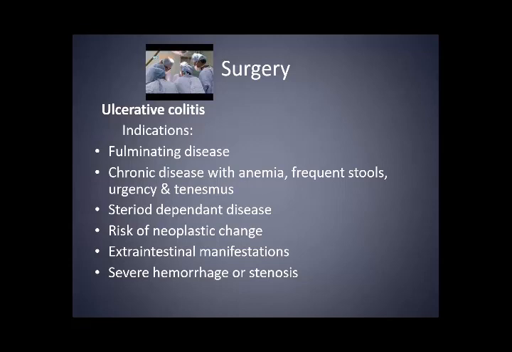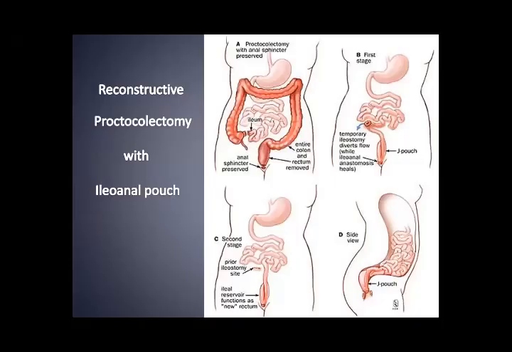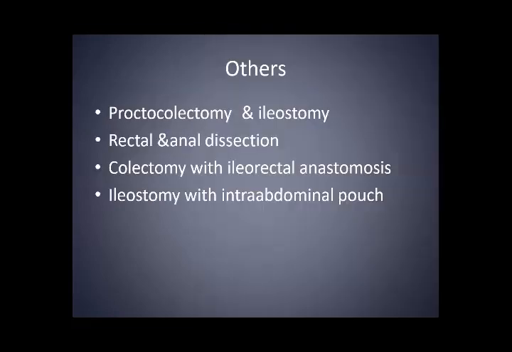Extra-intestinal manifestations, if they are so severe, and severe hemorrhage or stenosis takes place, the patient is going to subacute or acute intestinal obstruction, then you have no option but to relieve that obstruction and go for surgical intervention. Reconstructive procedures are also done. Maybe you will see them in surgical wards and in your surgical lectures, but these are proctocolectomies done, and sometimes an ileoanal pouch, because your normal defecation is preserved by doing the ileoanal pouch. And other procedures are proctocolectomy with ileostomy and rectal anal dissection. These are the procedures you can do.